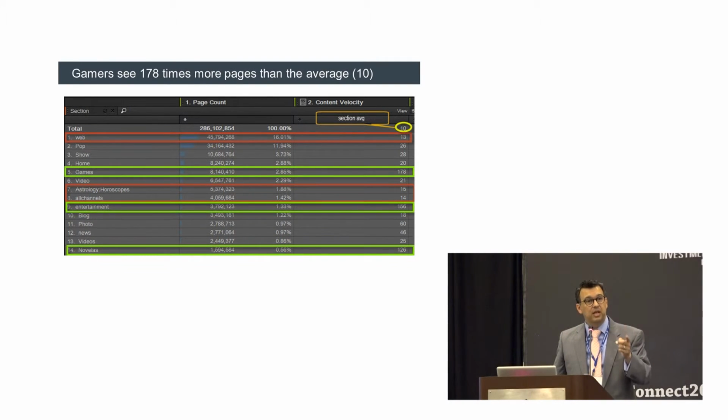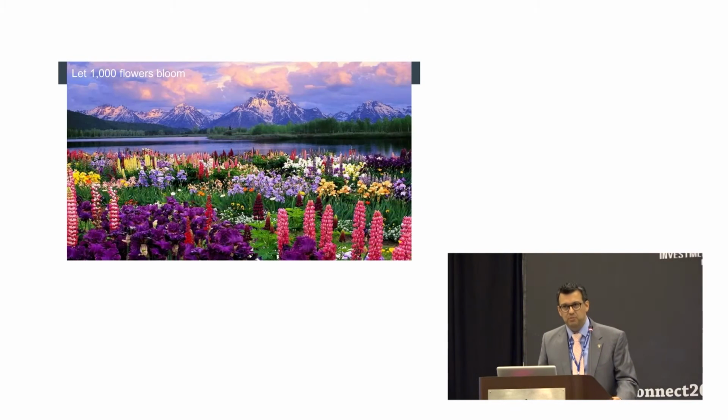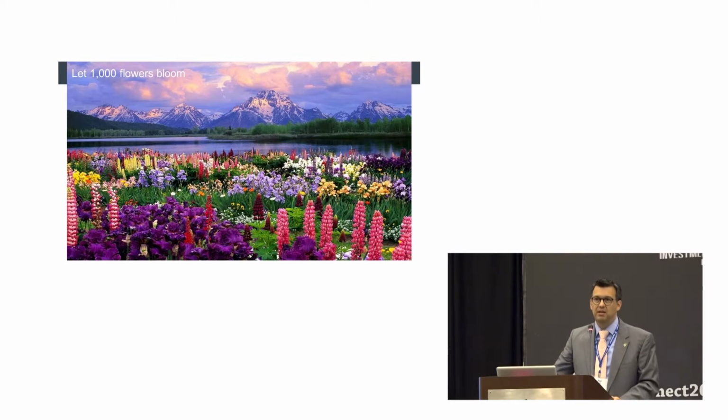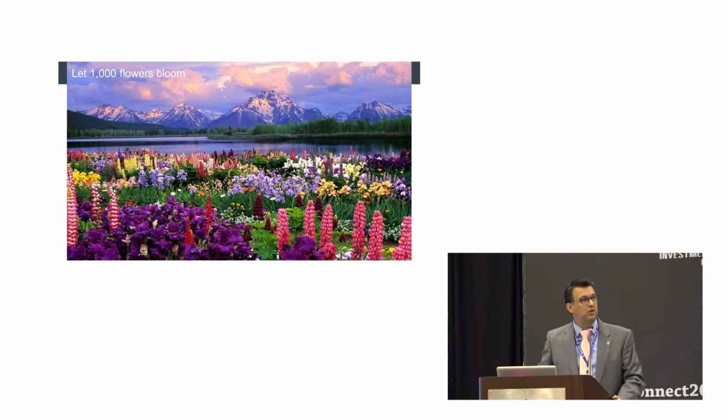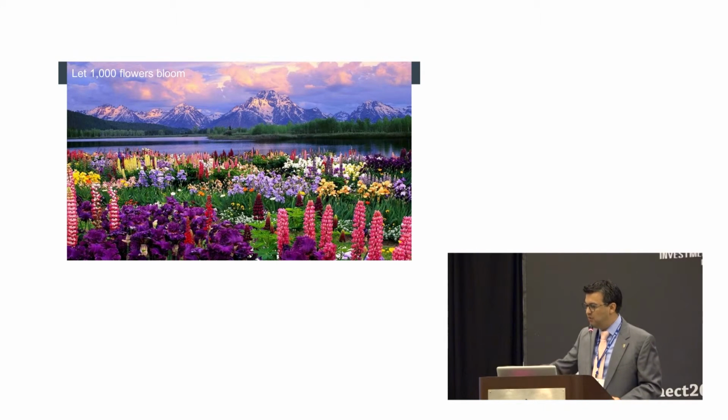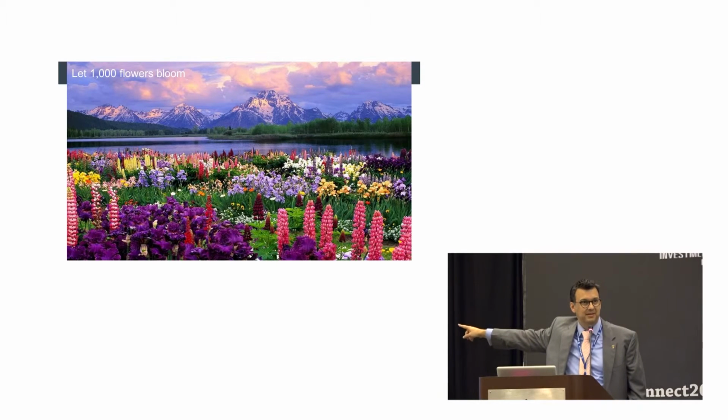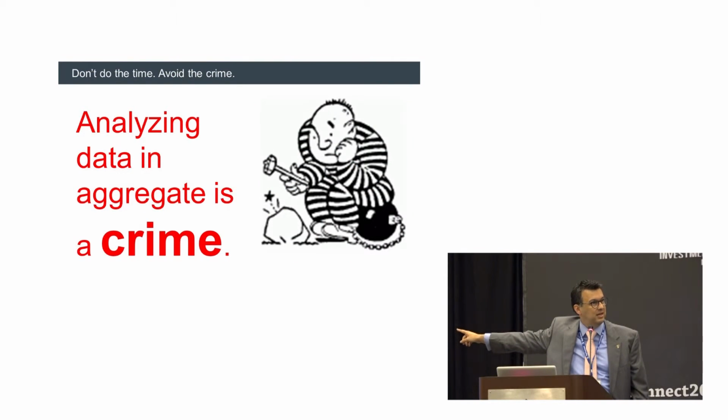The next thing is to segment. So the old Chinese adage, let 1,000 flowers bloom, that's a crime. And if you're measuring things like page views and impressions, don't do the time. Avoid the crime. If you were in the business of selling and creating flowers, would you want those little red ones? I'll tell you what, I've talked to the finance folks at Deseret Digital Media. He hates the red flowers. He likes the gold ones. He likes the green ones, right?